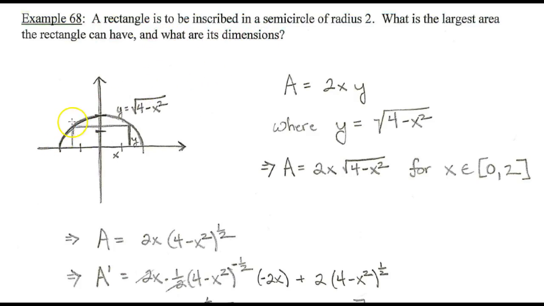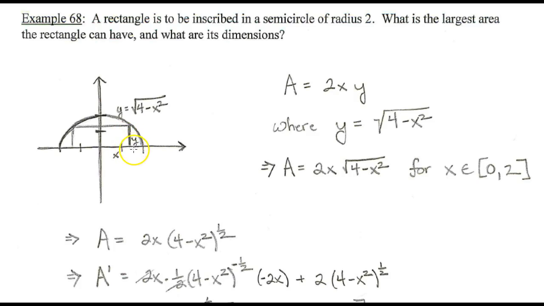So here's a semicircle of radius 2, right? A circle of radius 2 would be x squared plus y squared equals 4. So if I solve that for y, I get y equals the square root of 4 minus x squared. I'm taking the positive square root, so I'm looking at the upper half of the circle x squared plus y squared equals 4. That's the function. I want to inscribe a rectangle inside of there.